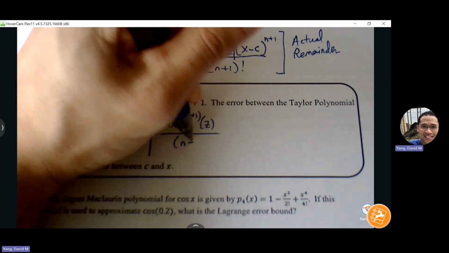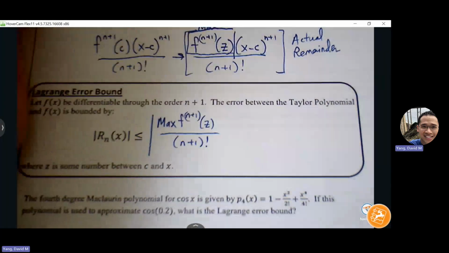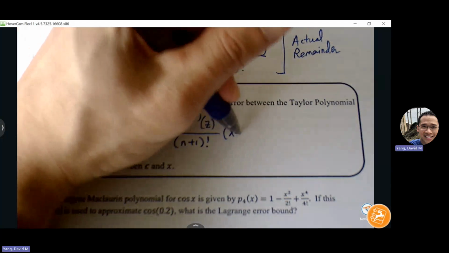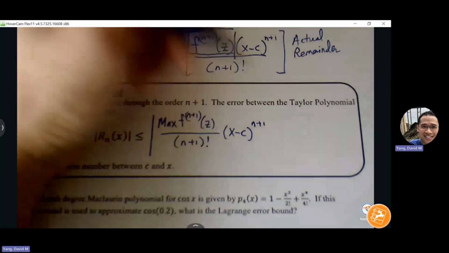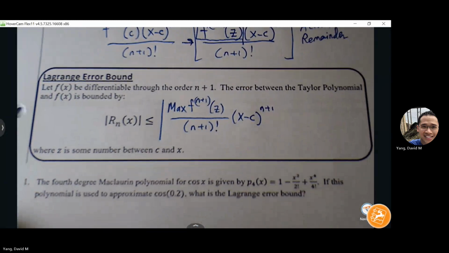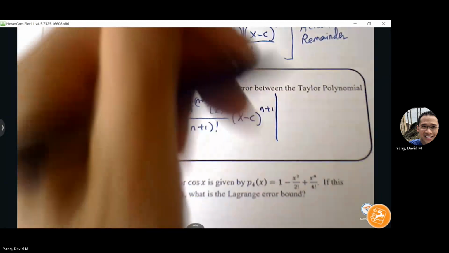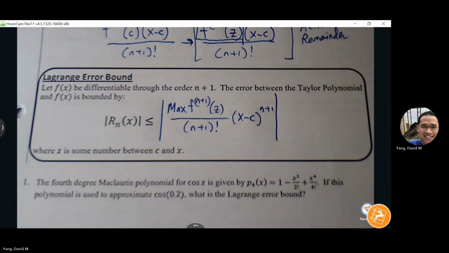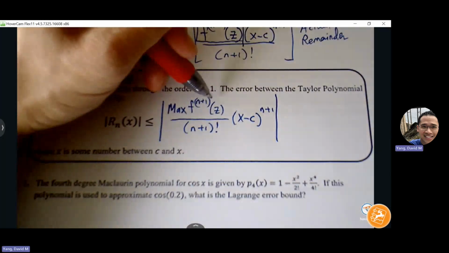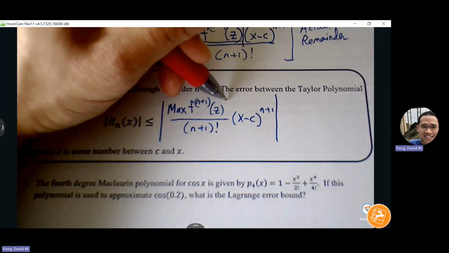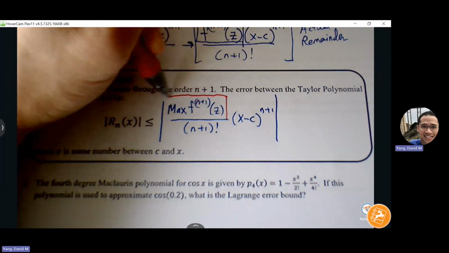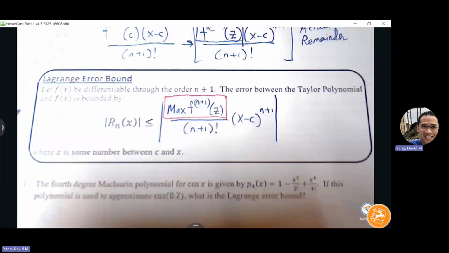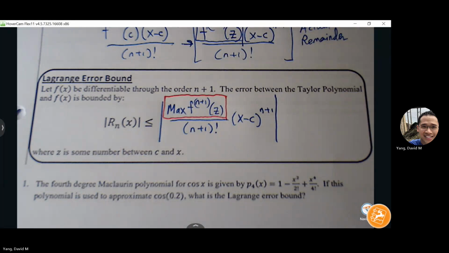And then everything else is going to feel familiar. We're still going to do the n plus first factorial, and then x minus c to the n plus first power. Sorry, n plus first power, not factorial. So really, what's new is trying to figure out how we do this portion. We know how to get to the first unused term, but how do we get to that maximum value?